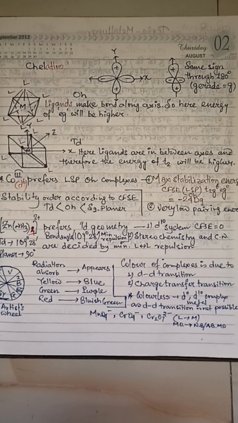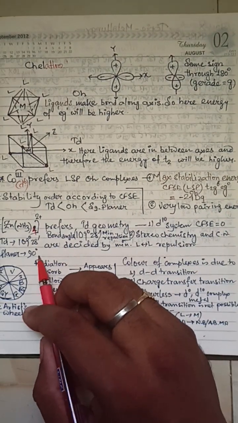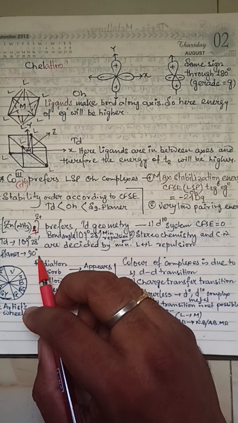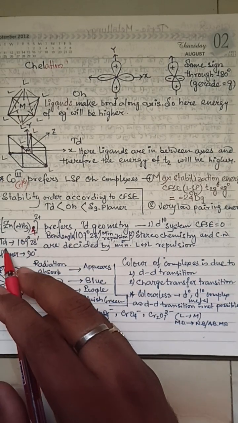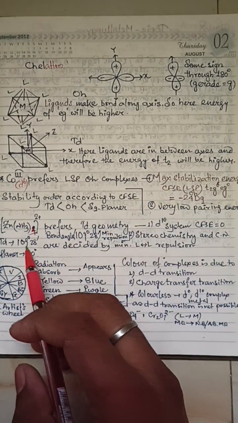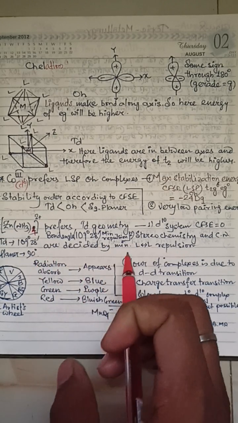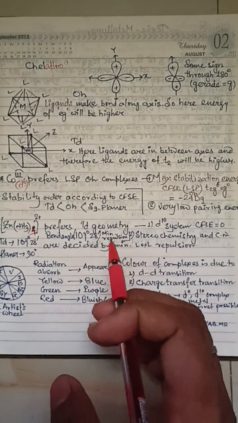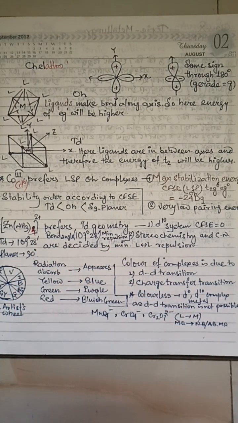But in square planar geometry, we already know the bond angle is 90 degrees, so the ligands are closer than in tetrahedral geometry. In tetrahedral geometry, the ligands are far apart from each other, whereas here the distance decreases greatly. So lone pair or ligand repulsion is minimized in the tetrahedral geometry, so it prefers tetrahedral geometry.